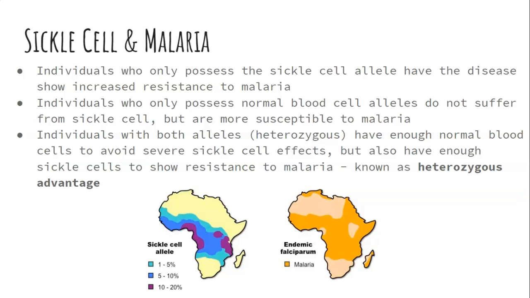So there's a reason why this has continued to persist in these regions shown at the bottom, because it's known as a heterozygous advantage. It's advantageous to have an allele for sickle cell because malaria is so rampant in these areas.